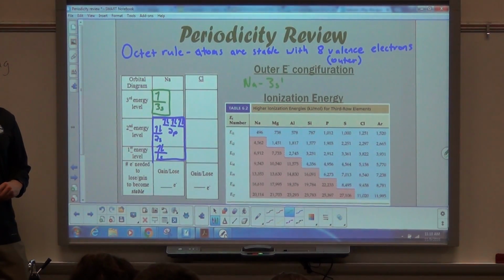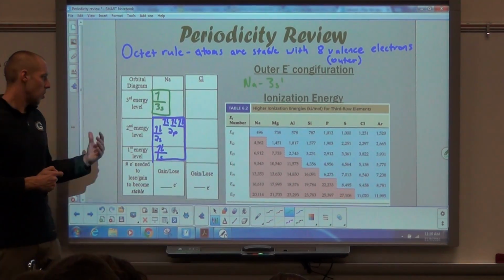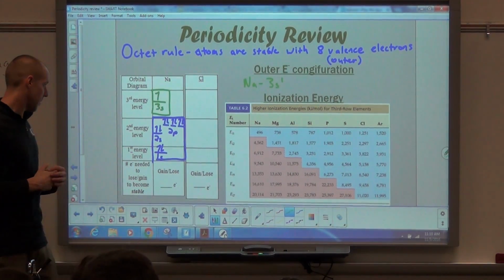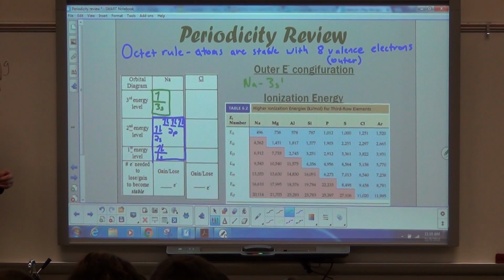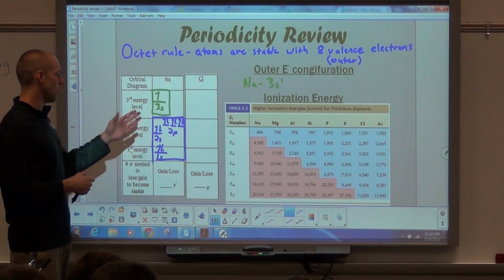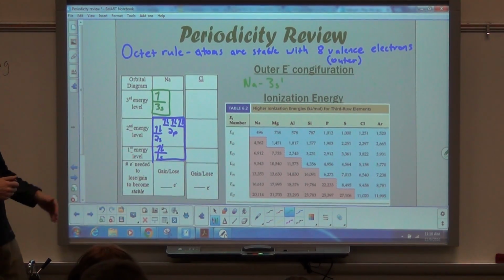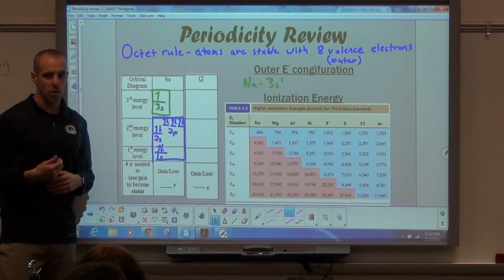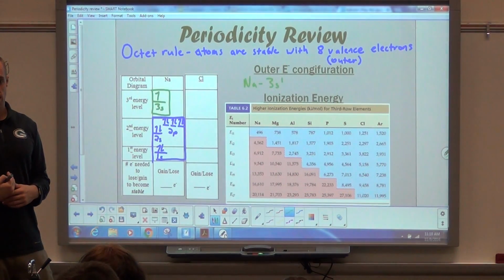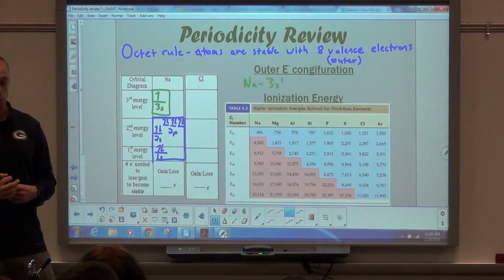Okay? So the last thing that we need to decide here is, in order for sodium to become stable, so to be at a low energy state, what is it going to need to do with this 1 electron? Is it going to give that electron away to get 8 electrons, or is it going to be gaining 7 electrons to get 8? Okay, that's what we need to decide here.